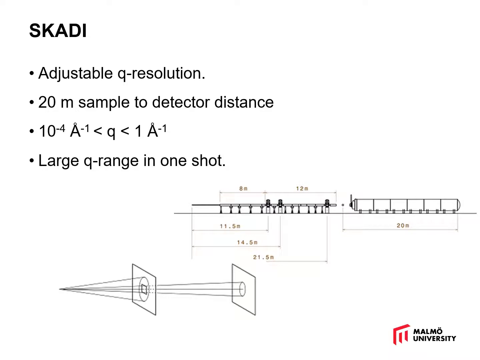SKADI is a much longer instrument. It has an adjustable Q resolution. It goes slightly lower in Q than LOKI, but one may not even need that. And again, it's designed to cover a large Q range in one shot. In this case, through a bank of detectors.